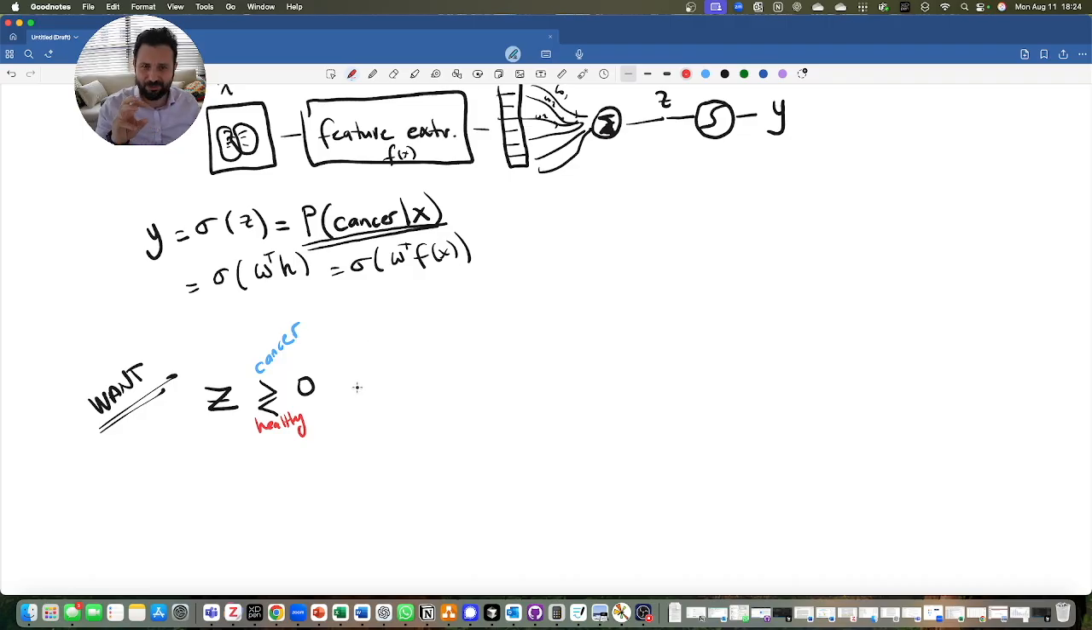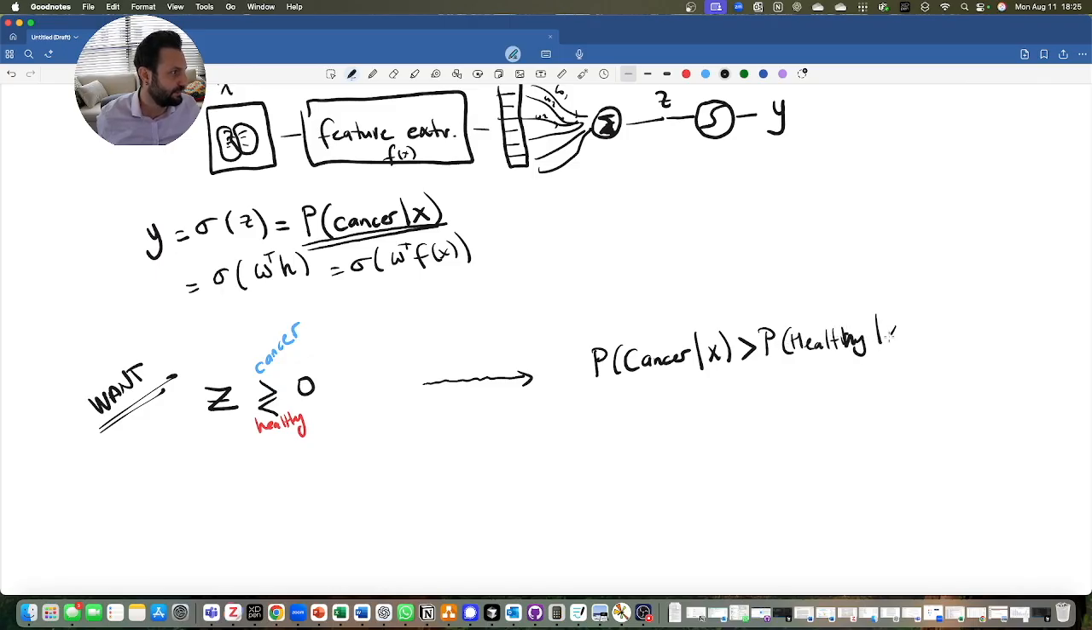So instead of activation and suppression, instead of looking at whether this is greater than 0 or less than 0, which is a typical classification rule in perceptrons, like during the time when the perceptron was first being introduced, I want, instead of this, my probability of cancer given X, if this is greater than my probability of healthy given X, right? So I want the two things to tell the same thing.